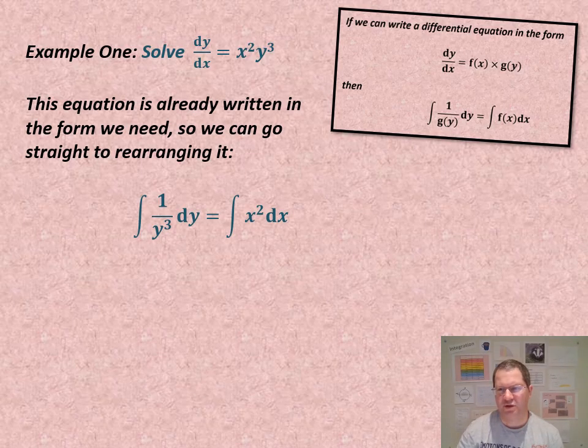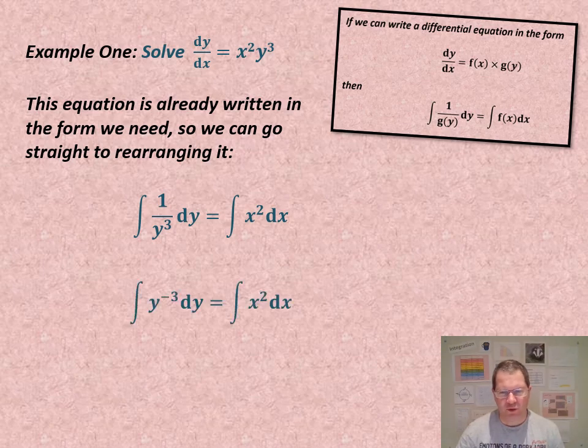So as it says in the box at the top, if we can write a differential equation in the form dy by dx equals f of x times g of y, then we can rearrange it and solve it. The equation we've got is already written in this form with a function of x, which is x squared, and a function of y, which is y cubed. So we can go straight to rearranging it. So by dividing by g of y and timesing by dx, we get the integral of 1 over y cubed dy equals the integral of x squared dx.